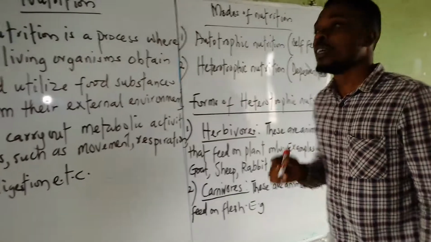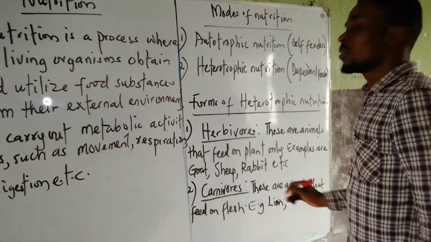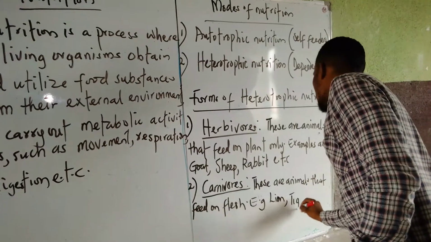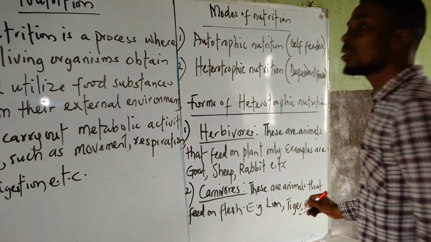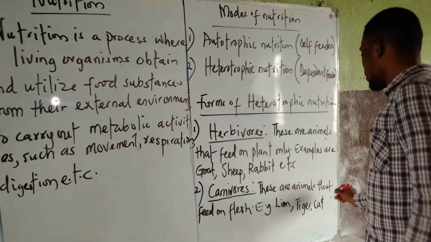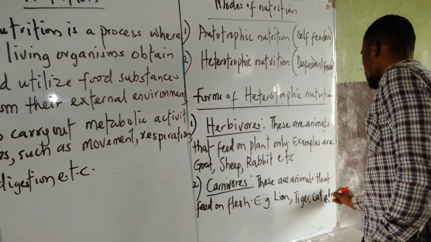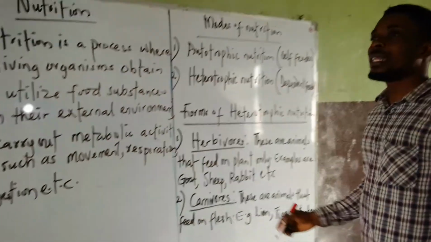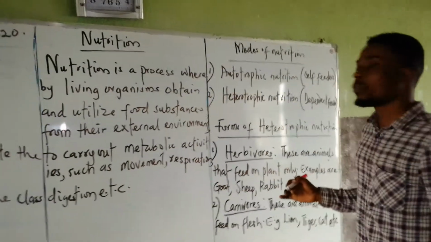An example is lion, tiger, cats, etc. There are more than that, but let's stop at such examples. Animals that feed on flesh are called carnivorous animals.